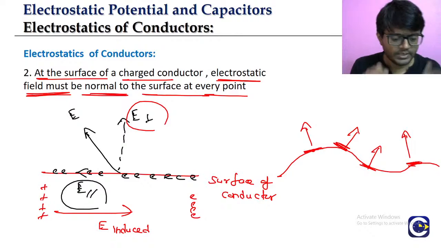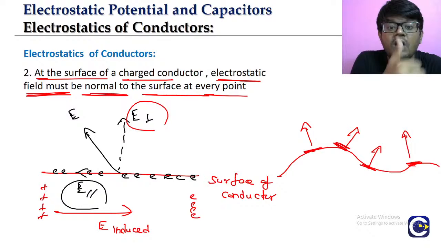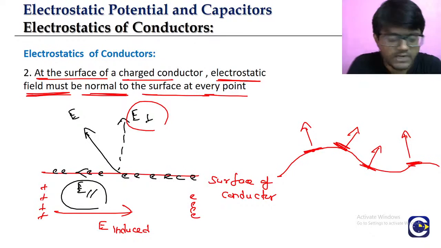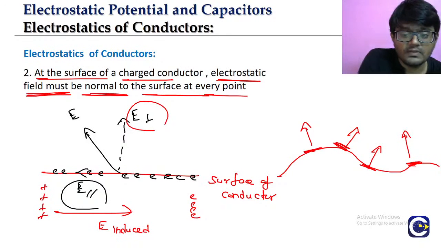So inside the conductor the field is zero. Near the surface, it will be normal to the surface; there will be no parallel component. Okay? When we say normal, don't always think that it will be going away. It can be like this too: if you have a surface like this, the field can be coming in also.